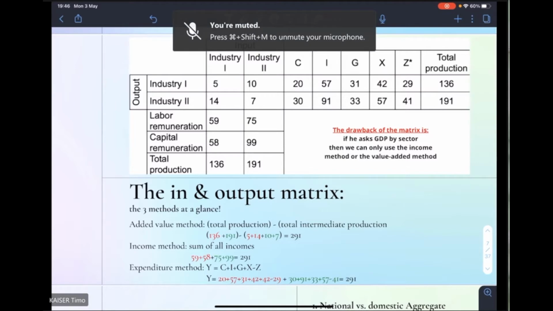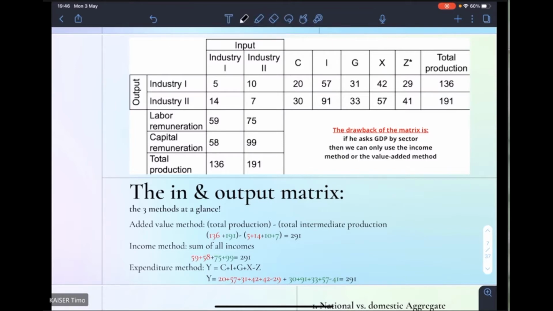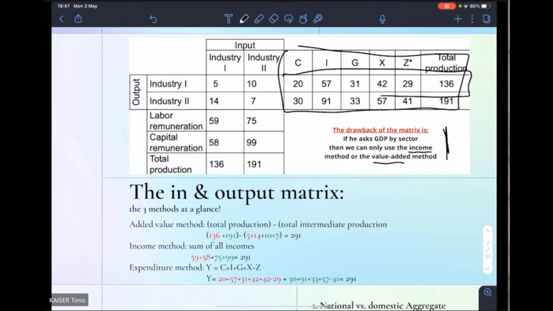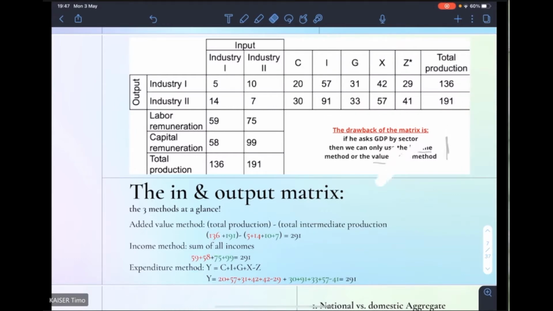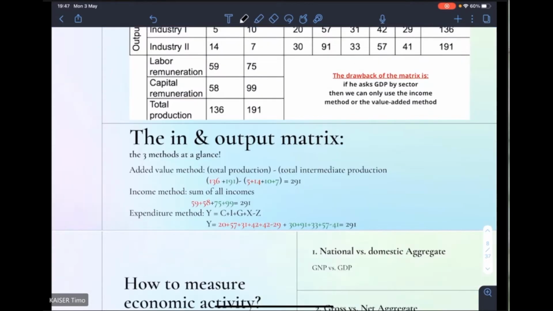Just something to remember. This matrix for sector calculation is only possible, as you can see here. That's the drawback of this matrix. It's only possible for income method and value added method. We cannot use this part in order to calculate only one sector. That's not possible. Why? I actually don't know, just because, and remember this. Okay, that was the input-output matrix. Let's move on to the next part.